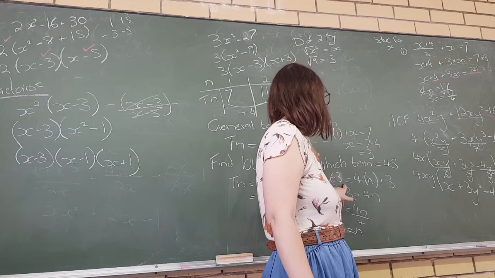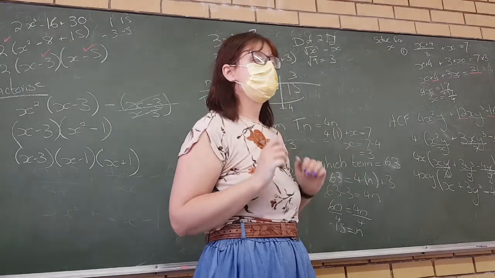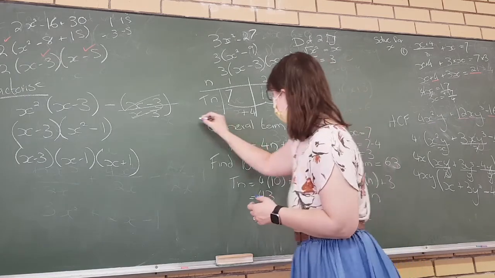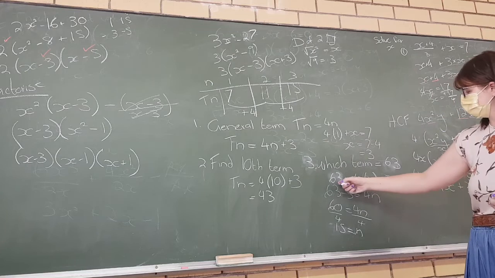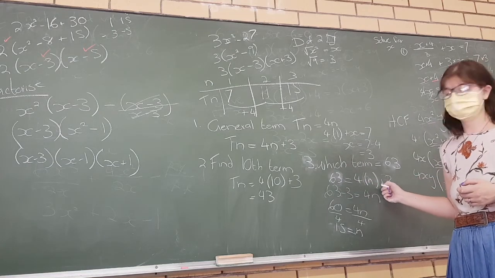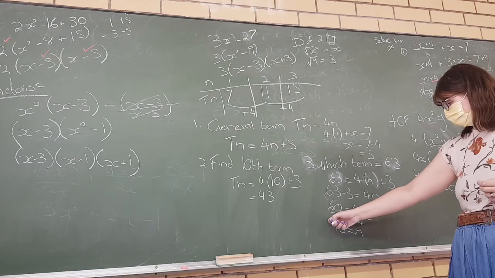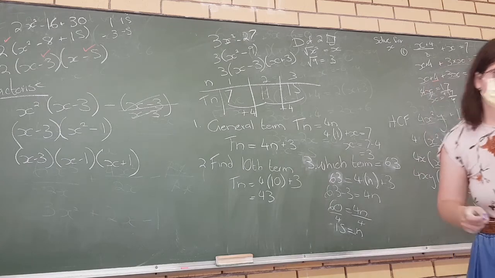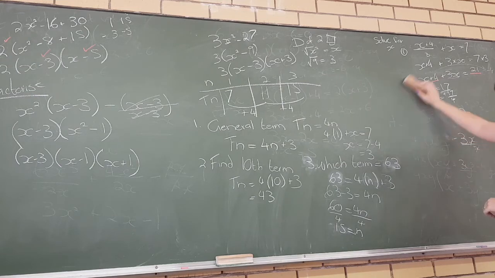This is part of your question. What term is equal to 63? My question says, this is question 3. Which term is equal to 63? So 63 is equal to 4n plus 3. I take my 3 over. I say 63 minus 3 is equal to 4n. Then I divide both sides by 4, so I've got n is equal to 15. This is the last part, and then we're going to get a short break.